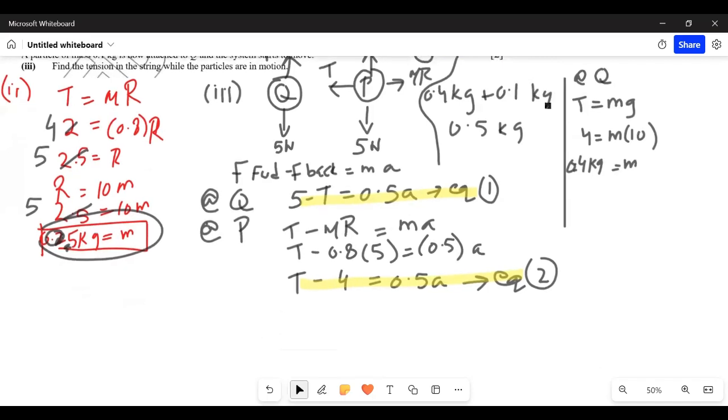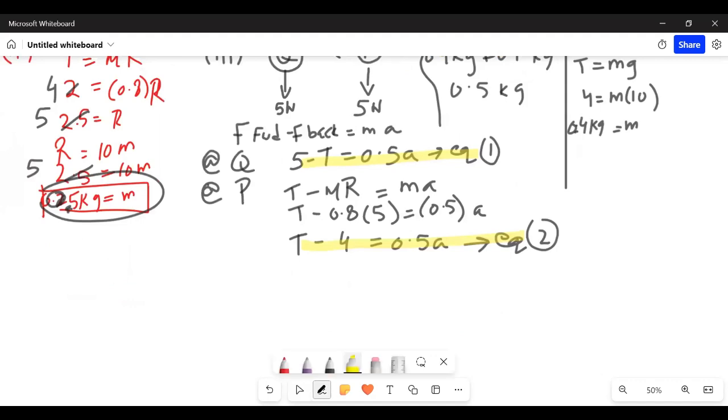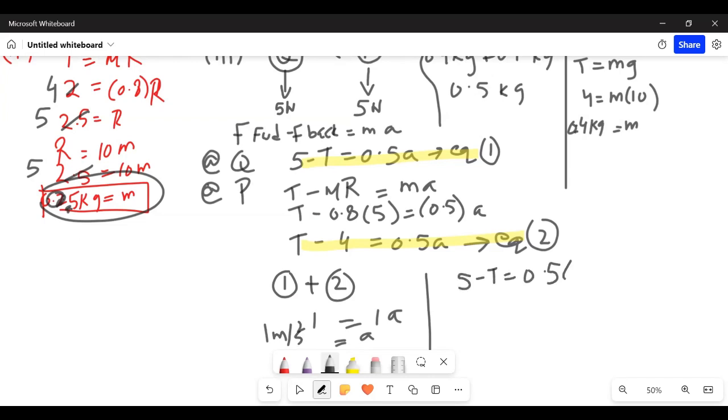You guys are taking forever. I'll just go ahead and do it. Okay. I think I'll also eliminate T first. So I'm going to add 1 and 2. 1 plus 2. So that gives me 5 minus 4, which is 1. And minus T and T gets cancelled is equals to 1A. So A is coming out to be 1 meters per second square. Now I'm going to substitute it in the first equation. 5 minus T is equals to 0.5 A, which is 1. So T is equals to 5 minus 0.5. So T is equals to 4.5 newtons.